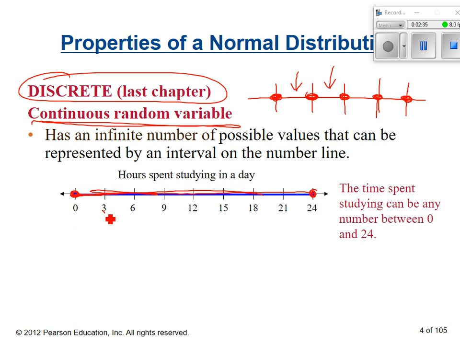Instead of just looking at 3, 6, 9, 12, 15, 18, now we're looking at everything from 0 to 24, including stuff that falls in here. So there's an infinite number of possibilities. And it's represented by the interval on the number line instead of just those certain points. And that's the main idea of this whole chapter, is dealing with those continuous random variables.